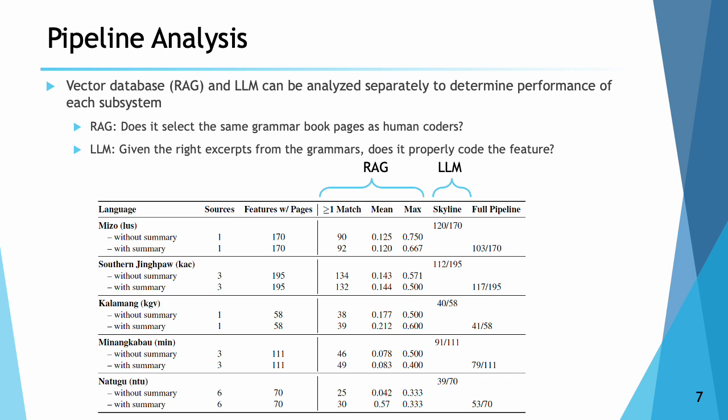We also evaluate the full pipeline, the database and the LLM, on a set of features that have reference pages. Comparing to the Skyline approach, the full pipeline sometimes, but not always, outperforms Skyline. Natugu shows the largest increase from Skyline to the full pipeline. This may be attributed to the increased number of grammar sources, which could increase the amount of highly relevant excerpts included in the prompt, but this requires further exploration.